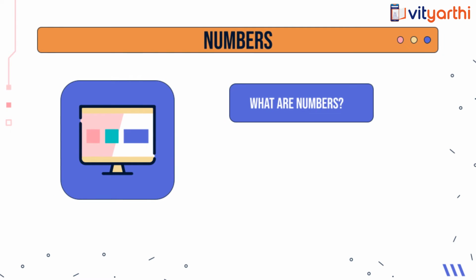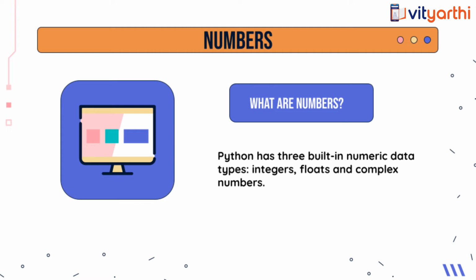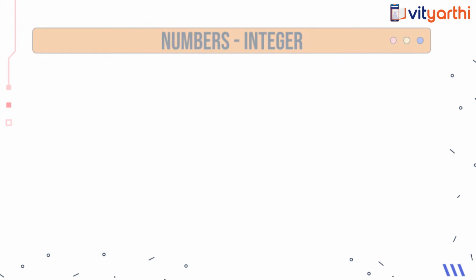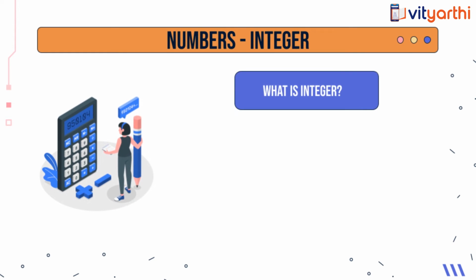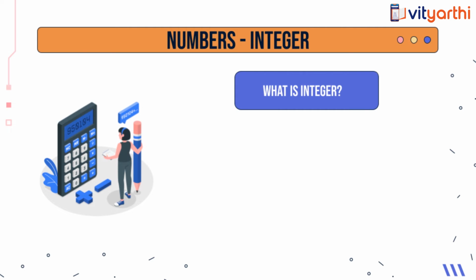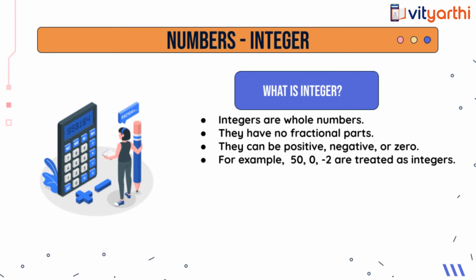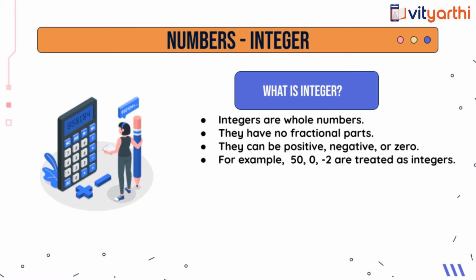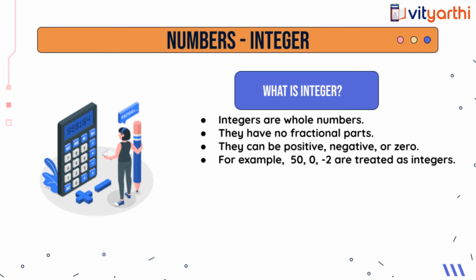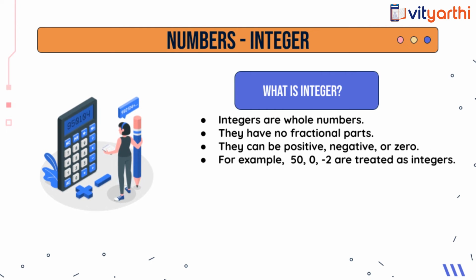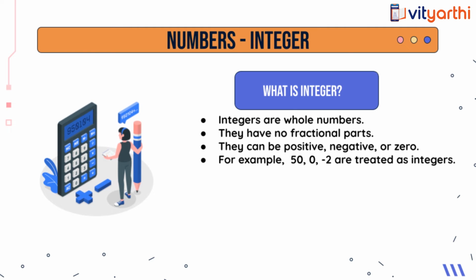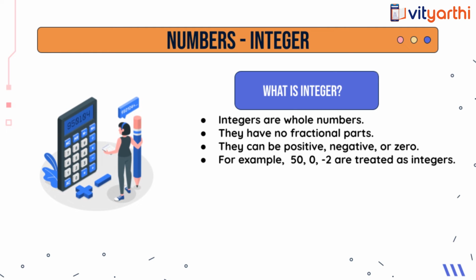What are numbers? There are 3 kinds of numeric data types such as integers, floats, and complex used to represent the number. Let us see the first numeric data type, integers. Integers are numbers. It can be either positive, negative, or 0, but it cannot have fractions or decimal points. For example, 50, 0, -2 are treated as integers.